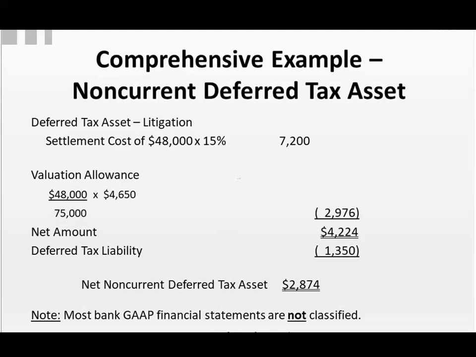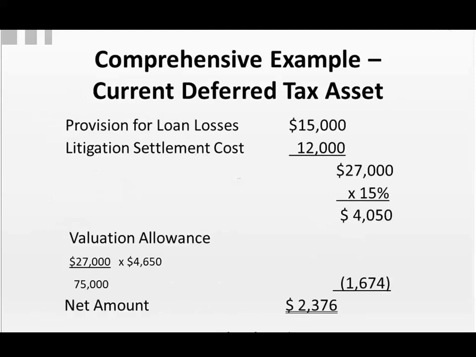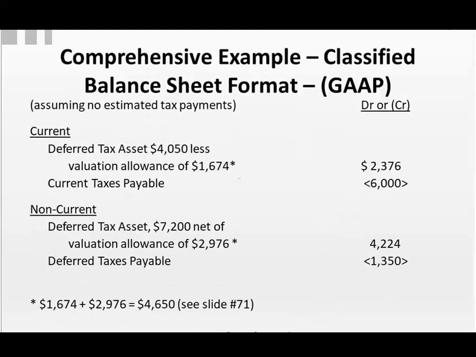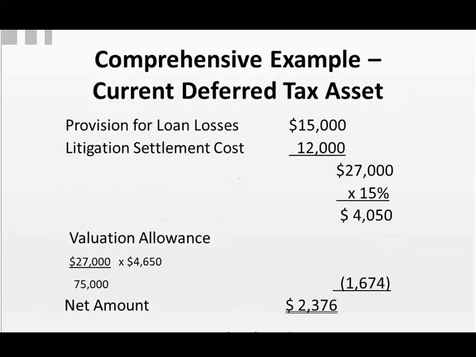So those 2, 4,050 and the 7,200. Stay with me. This 4,050 and that 7,200 get reduced by the valuation allowance, which is $4,650, but I got to split that into 2 pieces. The first piece is the 27,000 out of the total of 75,000, right? I got 27 and 48, which is the total debits that create the deferred tax asset. So 27 divided by 75 times the 4,650 is 1,674. That brings me to a net of 2,376.